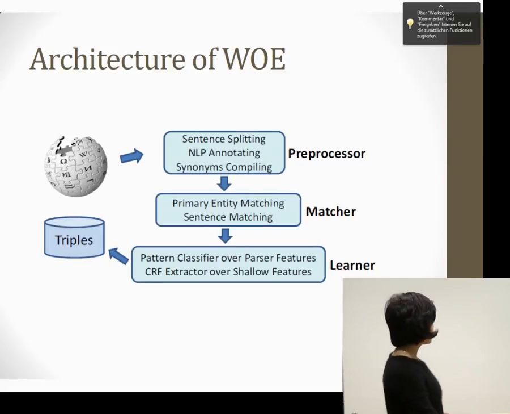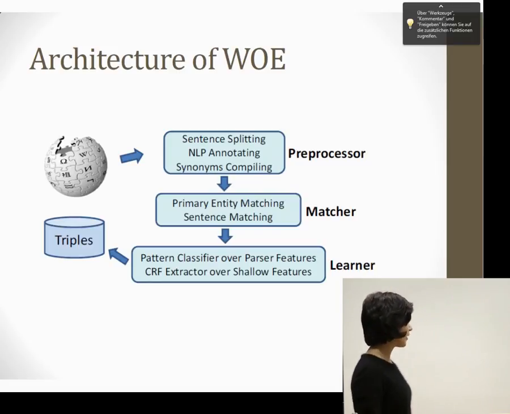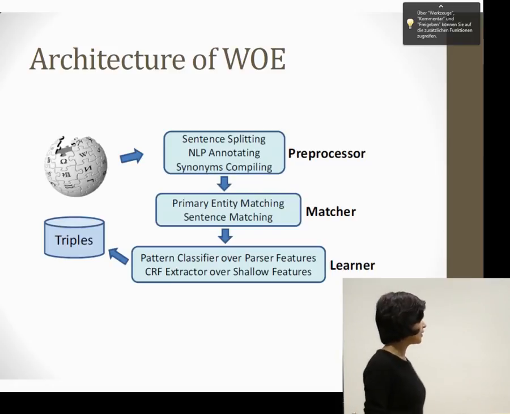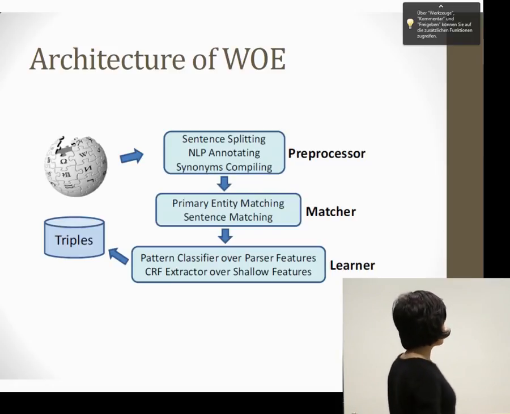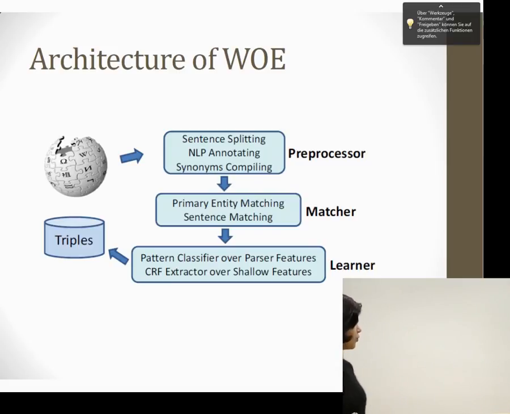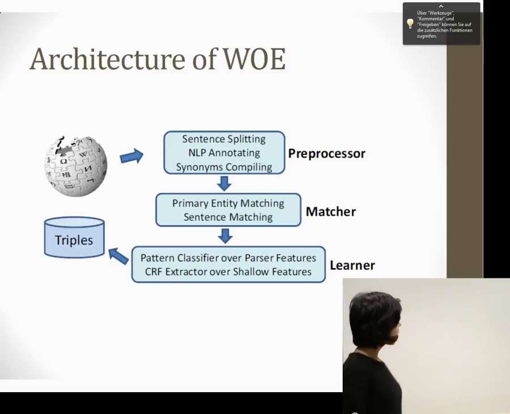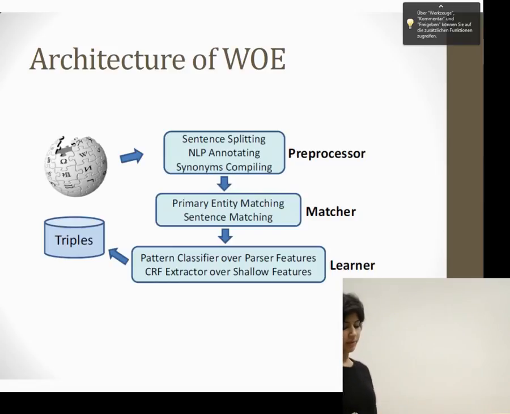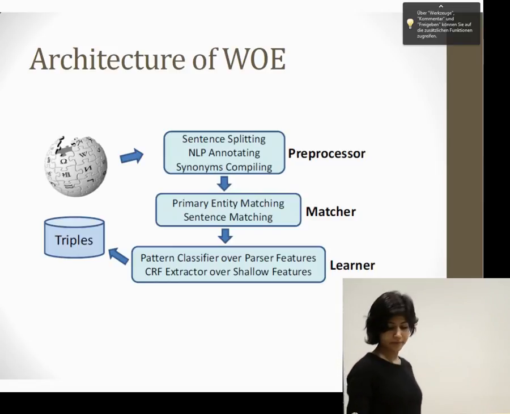So here is the architecture. It consists of three parts: preprocessor, matcher, and learner. In the learner, we have two different modes. One uses parser features, the other one uses shallow features, and we must select between these two, and we will see later how these two perform compared to each other. And at the end, we have these triples, which show the relation between the arguments.